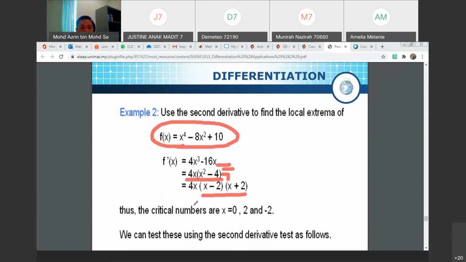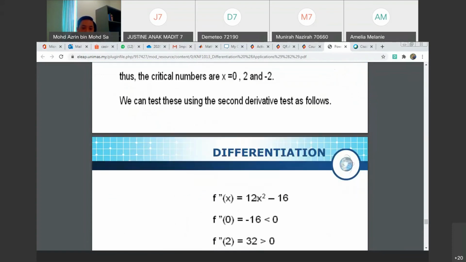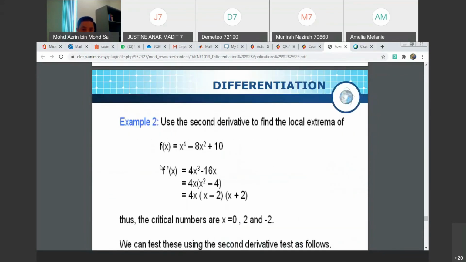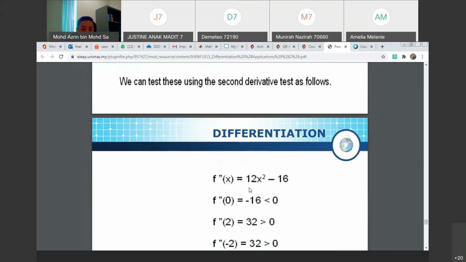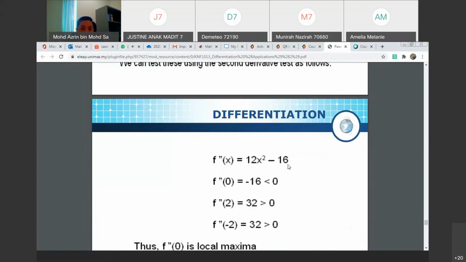Then this is the critical number. Okay. And x equal to 0. There are 3 critical numbers. Okay. So we can test this using the second derivative. So you buat lagi satu derivative equation ni. So you akan dapat 16x squared minus 16. Then here 12x squared minus 16.